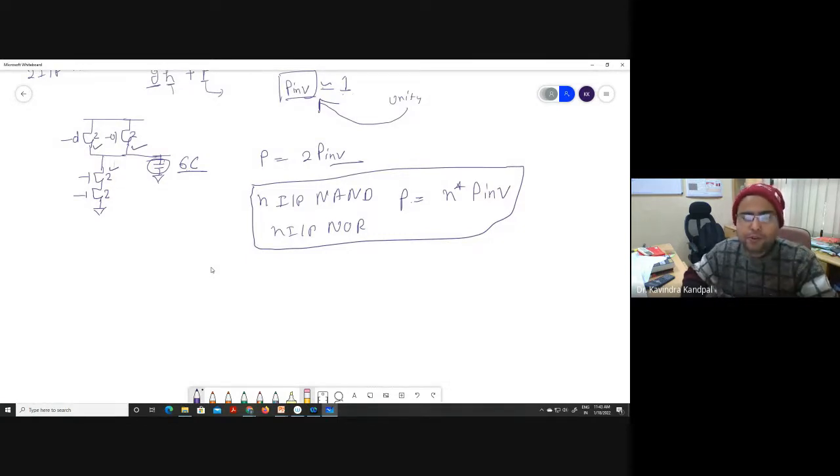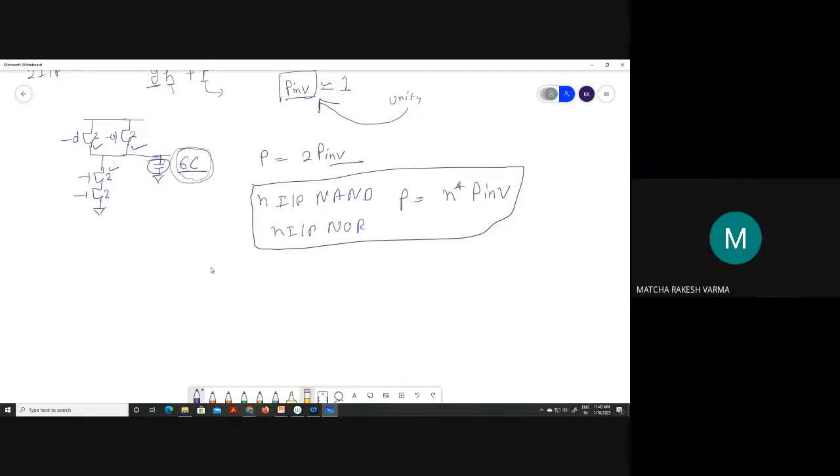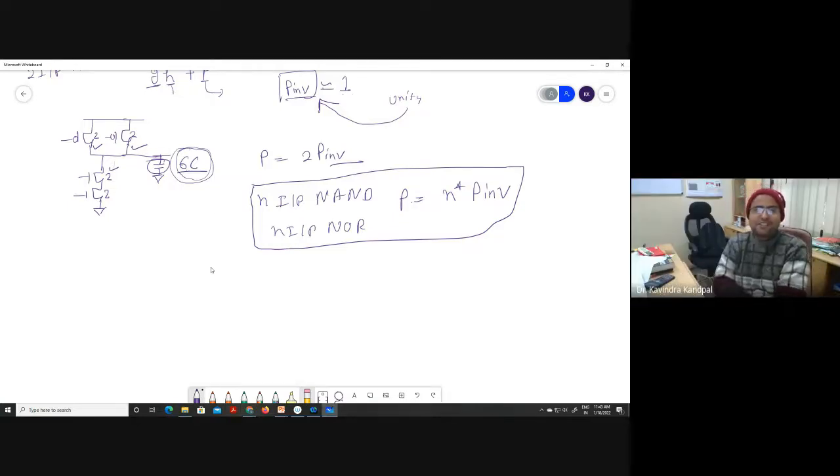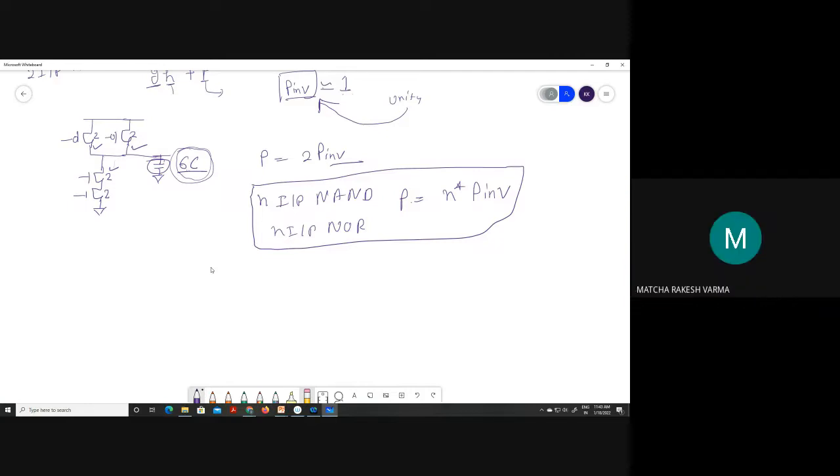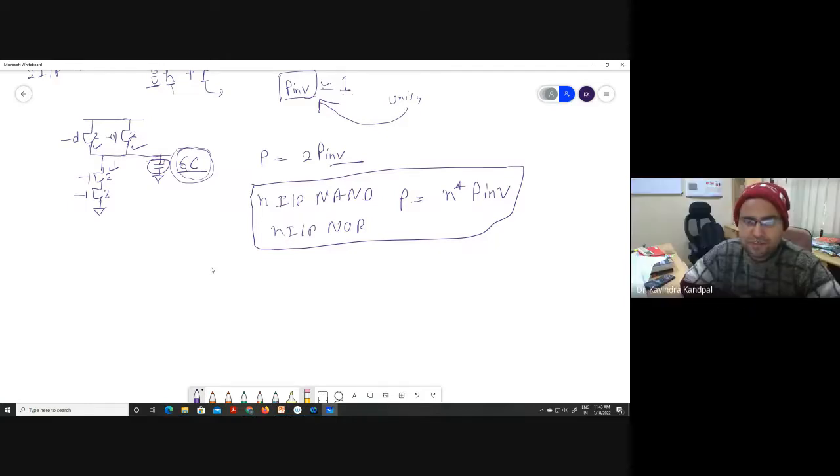Want to verify? Then you can also verify for the 3 input NAND gate. For the 3 input NAND gate, what is the capacitance here? 9C. Have you forgotten? In the RC delay model, we did it. What was the load capacitance you are getting there? 9C. 9C divided by 3C is 3. So 3 times of P inverter. So similarly, you can work it out for the 4 input NAND gate.